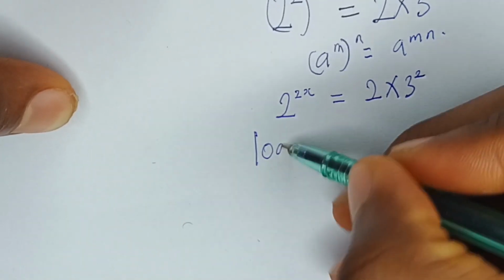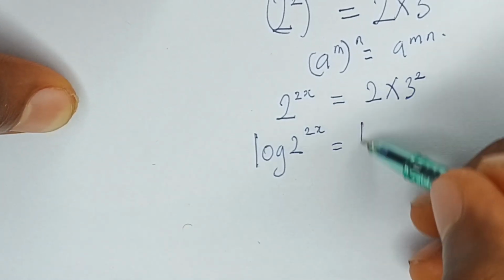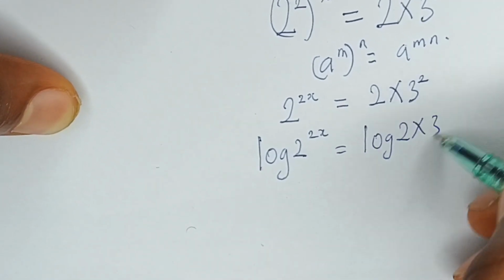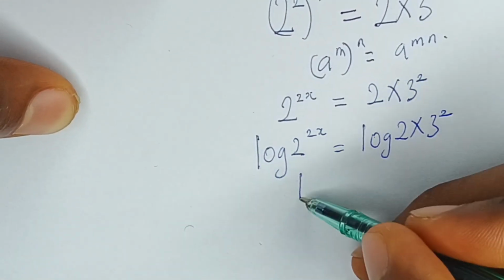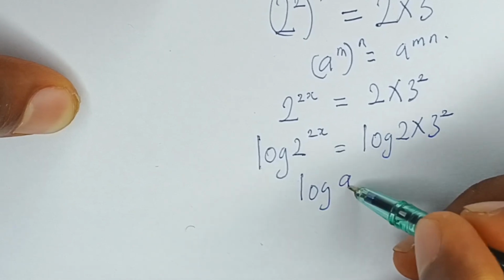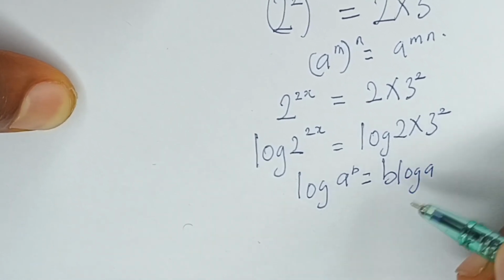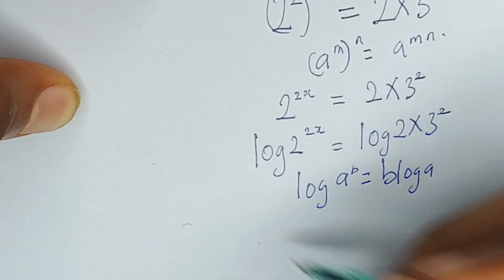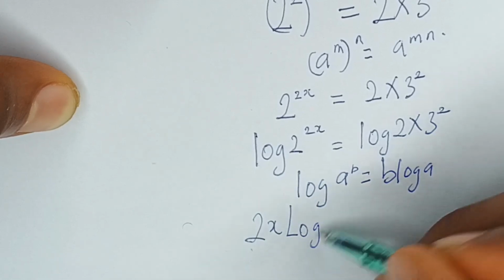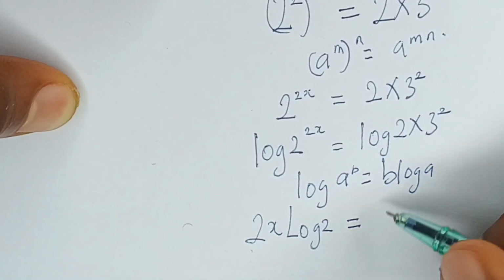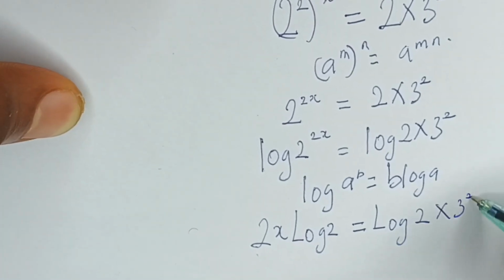So we have logarithm of 2 raised to power 2x to be equal to logarithm of 2 times 3 squared. Now, if you have logarithm of a raised to power b, it can be written as b multiplied by logarithm of a. So applying this here, we have 2x multiplied by logarithm of 2 to be equal to logarithm of 2 times 3 squared.